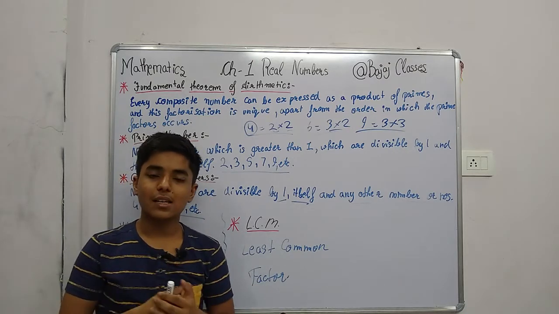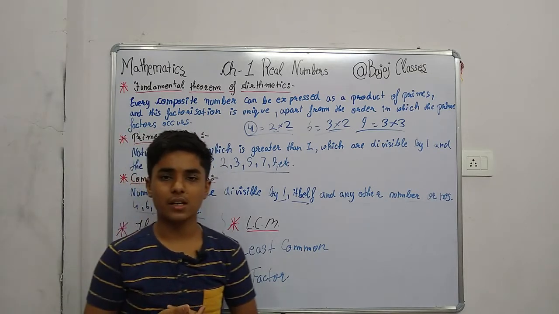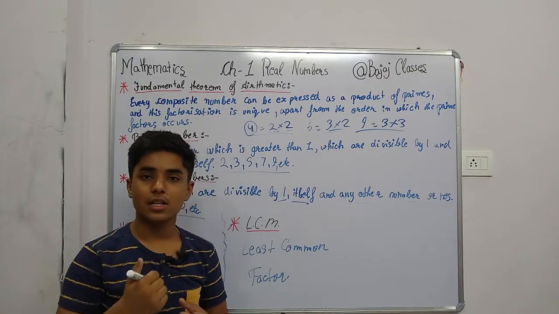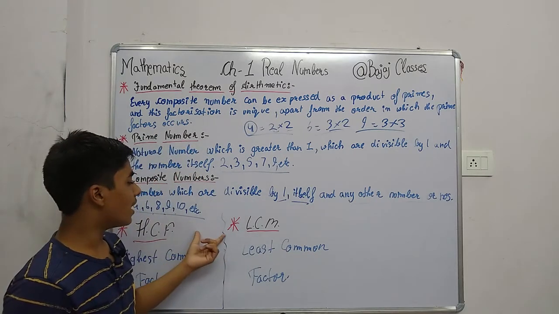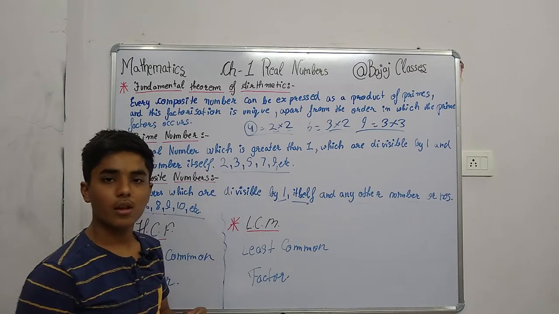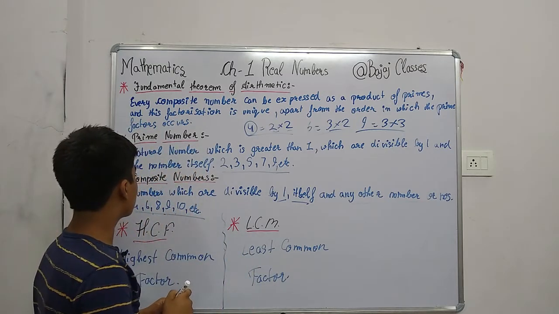To prove the irrationality of irrational numbers, we have to prove them irrational, and in that case it is necessary. It is also necessary to find the HCF and LCM.